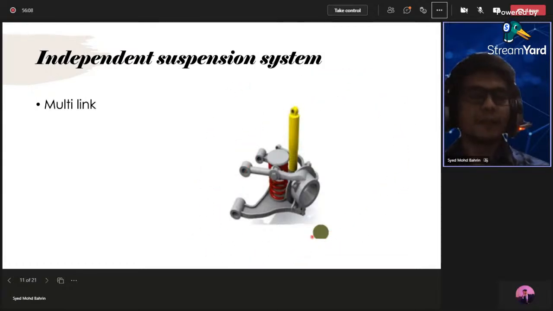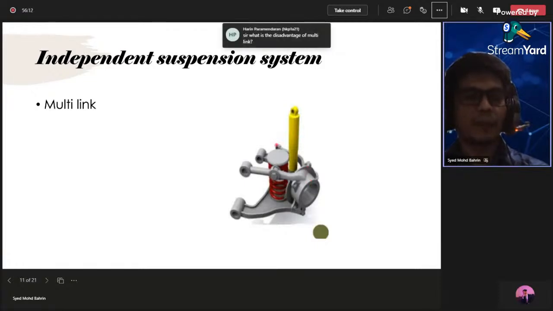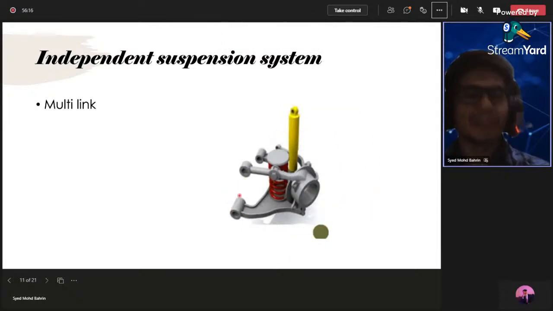In terms of performance, I'm going to say that this one is much better as compared to MacPherson. The disadvantage is the design here. Since we have multi-link, the design is more complicated, hence the cost that incurs. So the price is more expensive as compared to MacPherson and also more expensive as compared to double wishbone.